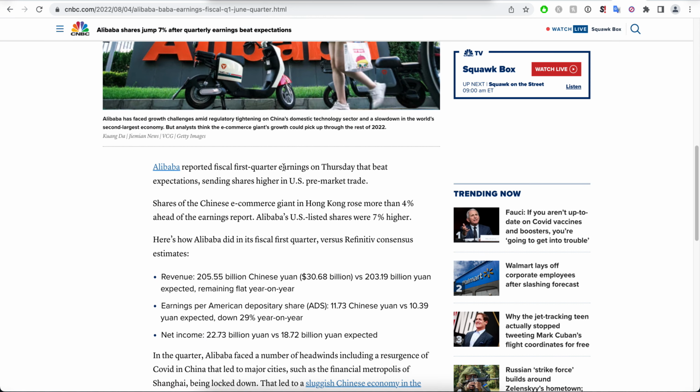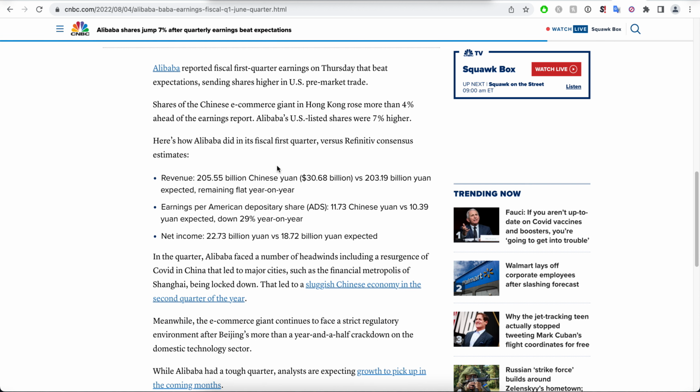So Alibaba reported first quarter earnings on Thursday that beat expectations. Here's what they did in the fiscal first quarter versus the consensus estimates. Now, revenue of 30 billion, I'm going to talk about it in USD because it's easier to analyze, versus 203 billion won over here, which doesn't give us the exact amount in dollars, but this is a bit, as you can see. Not massive, but still a bit, it looks like.